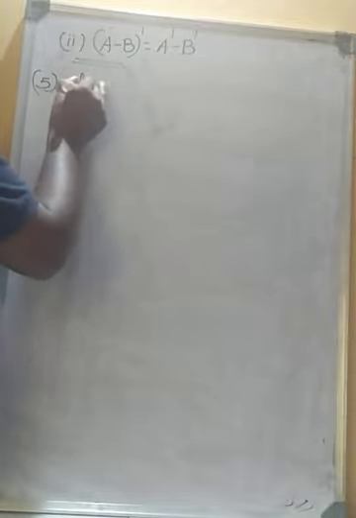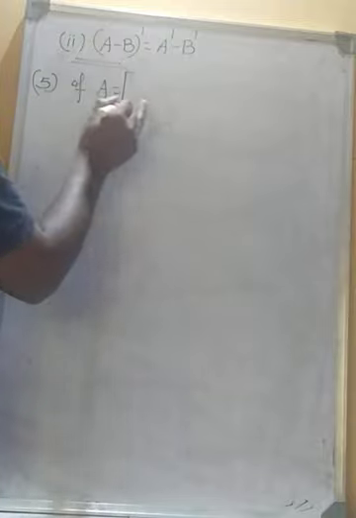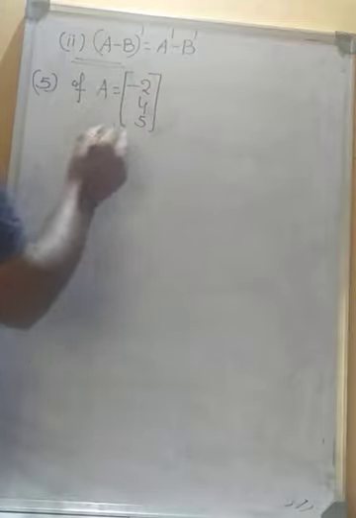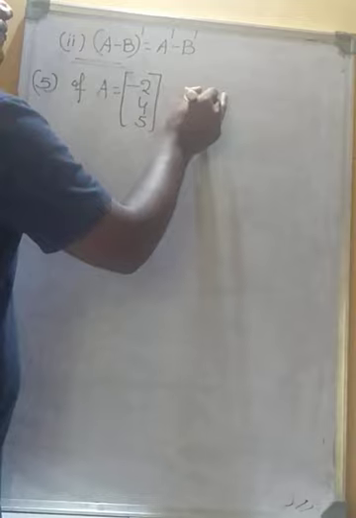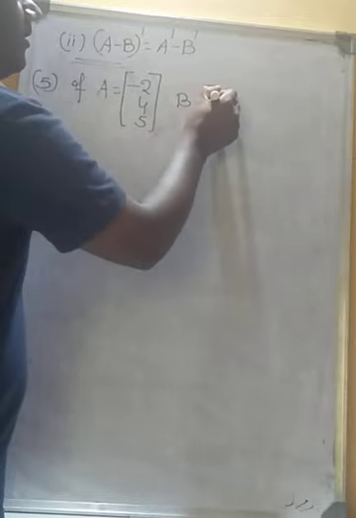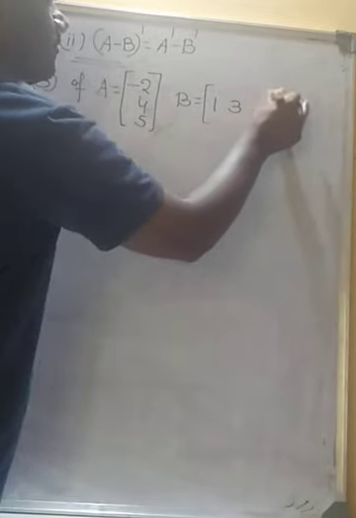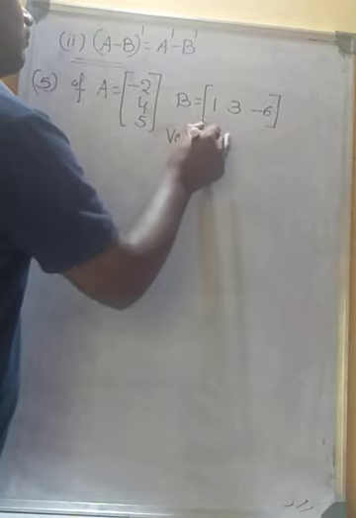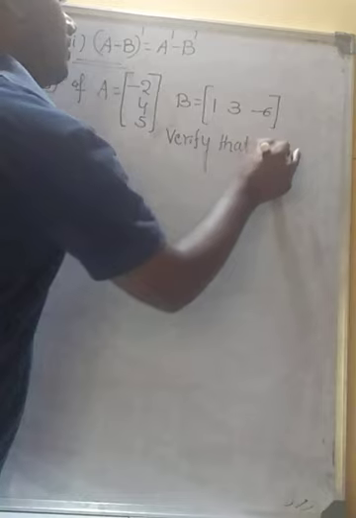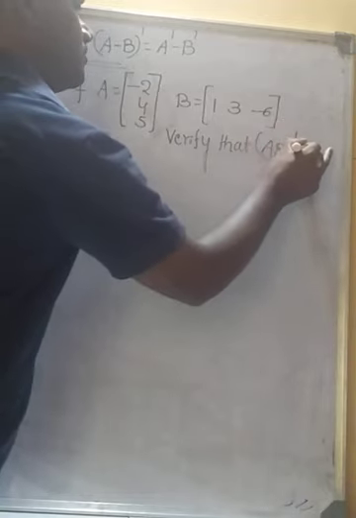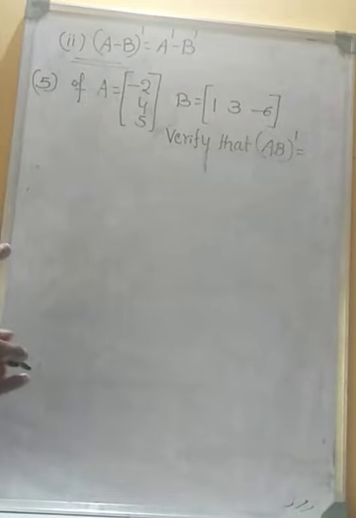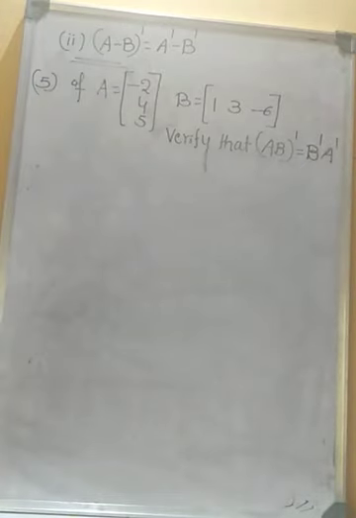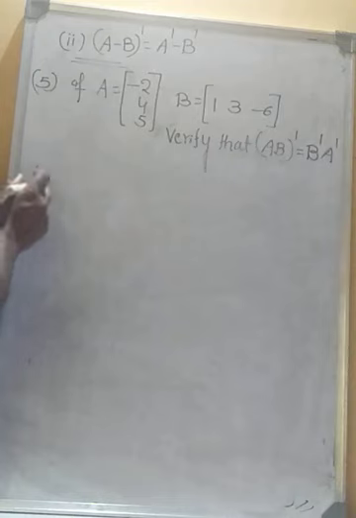The next problem is the fifth one. If matrix A is -2, 4, 5, written in a column, and matrix B, written in a row, is 1, 3, -6, then verify that (AB)' is equal to B' into A'. It's also an important 5 marks question.